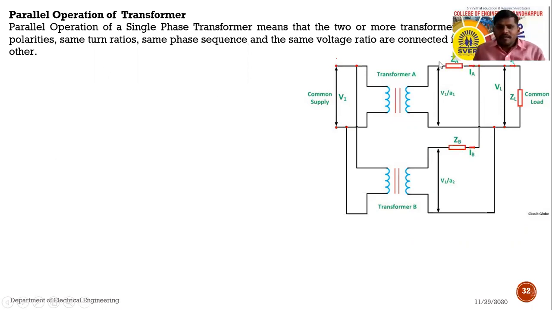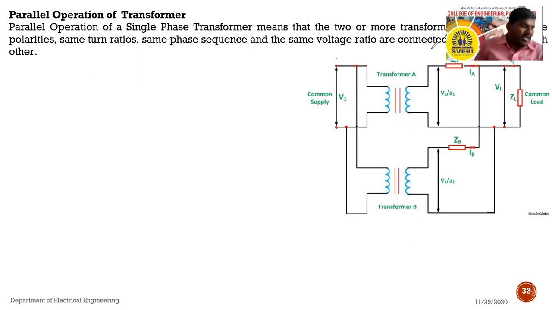Now see, we want to derive a little bit of derivation related to how the transformers will share the load. That means we want to calculate the load sharing if the two transformers are operated in parallel. See, these two transformers are connected in parallel. How can we identify that these two transformers are connected in parallel?